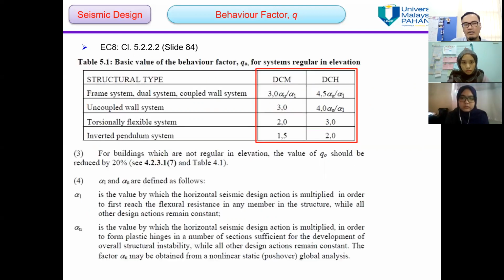This is Table 5.1 in Eurocode 8. This is for the structural system, either the frame system, dual system, or coupled wall systems. This is the basic value of the behavior factor. The q naught is, let's say for DCM of frame system, equal to 3.0 times alpha u divided by alpha 1. For DCH it is 4.5 times alpha u divided by alpha 1. This is the value proposed by Eurocode 8 for different types of structural systems.